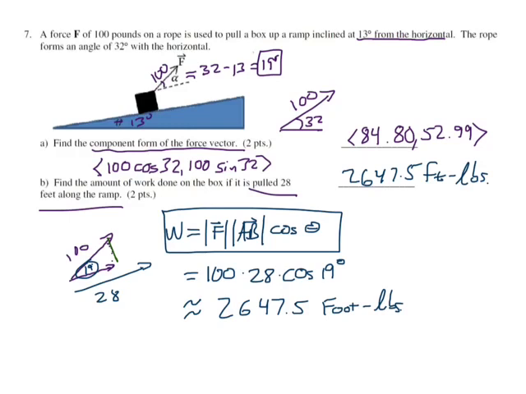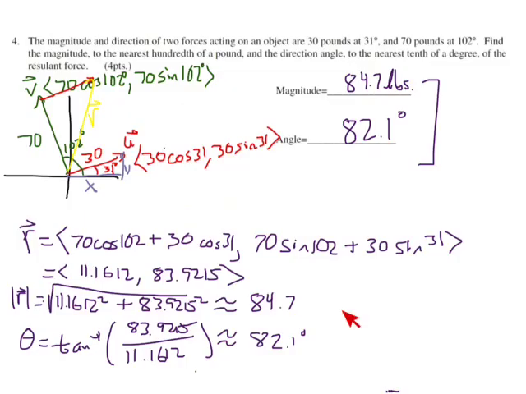All right. And so that's how we find the magnitude and the component form and the work, all that good stuff, for a force that's pulling a box up a ramp. And this first one here gives us the magnitude and direction of the resultant. Keep in mind the resultant is what we get when we add the component form of the two vectors that are acting upon the same object. So there you have it.